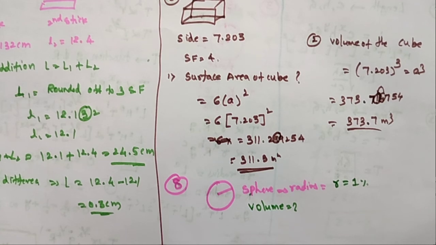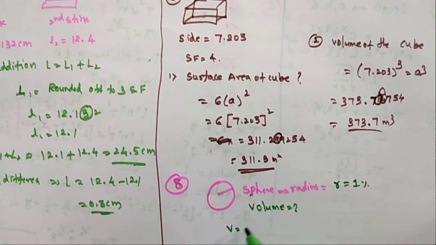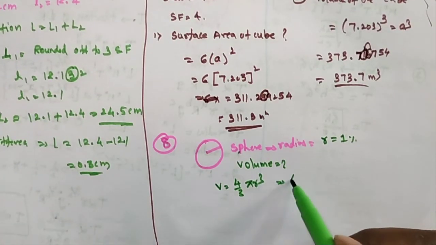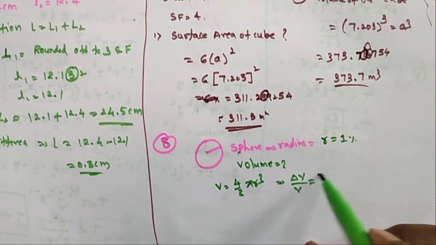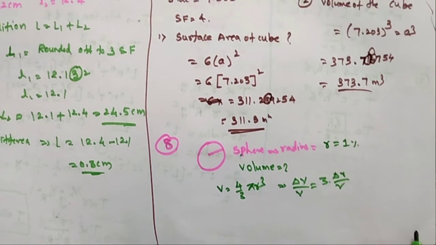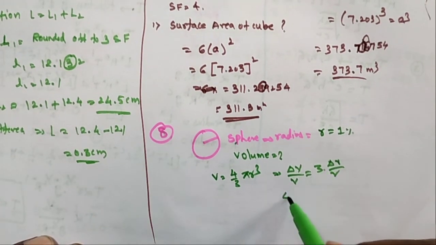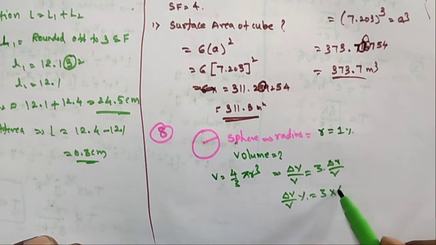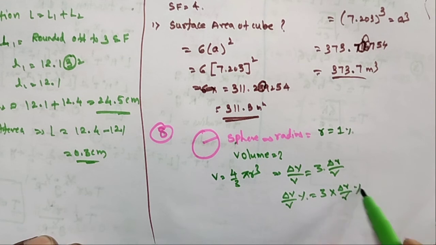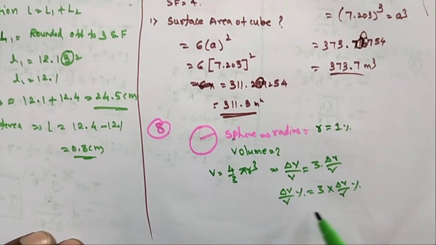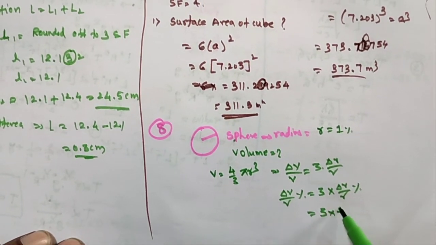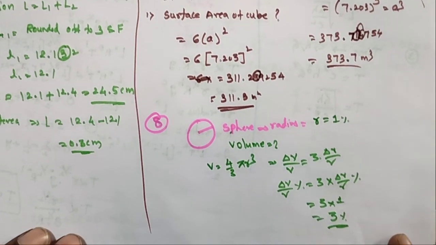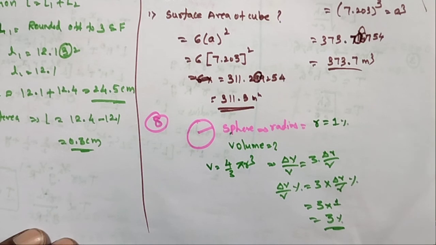So what is the formula for the volume of the sphere? V is equal to 4 by 3 pi r cube. So delta V by V is equal to 3 into delta R by R. Taking the percentage error, delta V percentage is equal to 3 into delta R by R into 100. That is 3 into 1, 3%. So the error in the volume of the sphere is 3%.